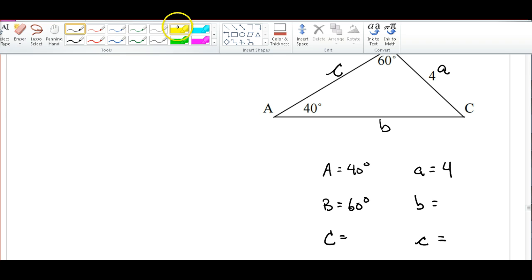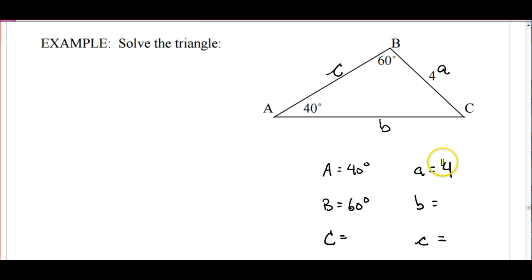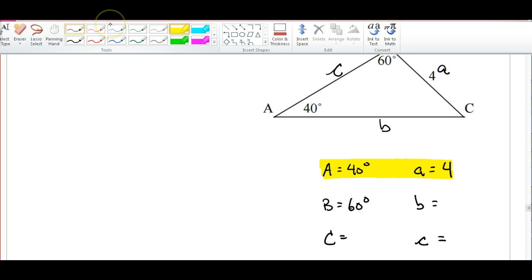One of the things that doing this chart allows you to see rather quickly is that I have side a and angle A. Okay? And I'm looking for angle C, side b, and side c. So this line here in my answer chart is going to be the key to helping me solve everything else.